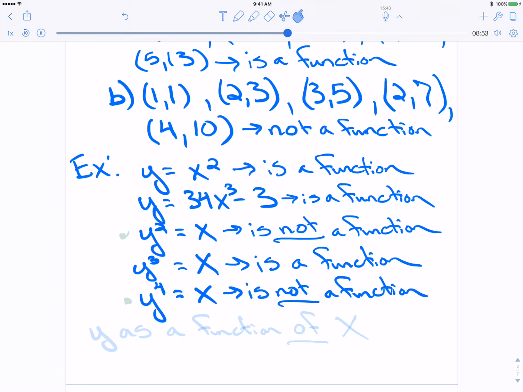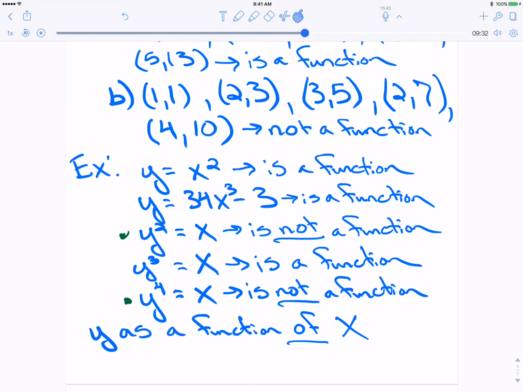Now, this is specific to y being a function of x. The reason that it's not holding is because the y is being squared or raised to the fourth power. If it's raised to an even power, then it's going to have multiple solutions and it's not going to be considered a function. So this is generally the key that you would want to look for to immediately identify not a function.